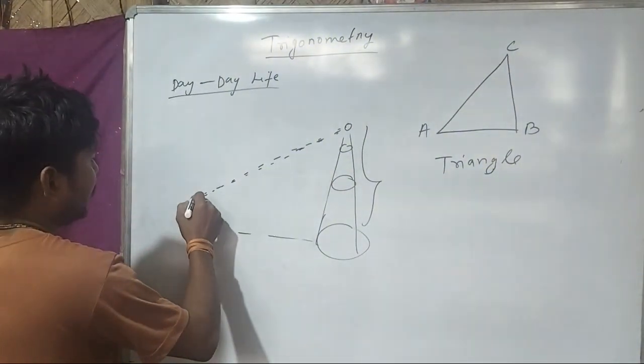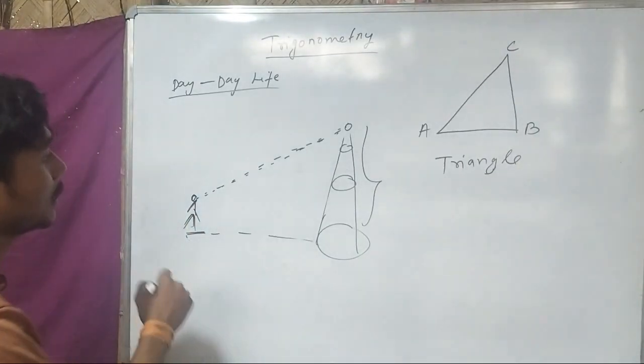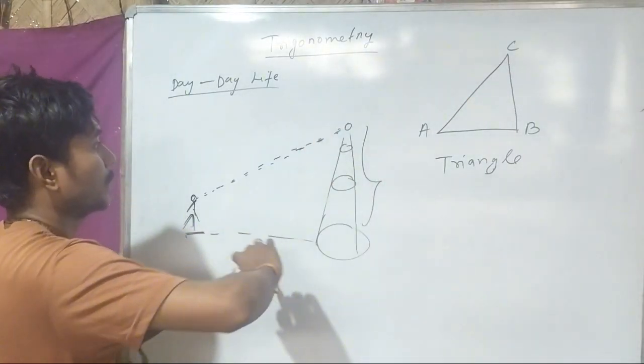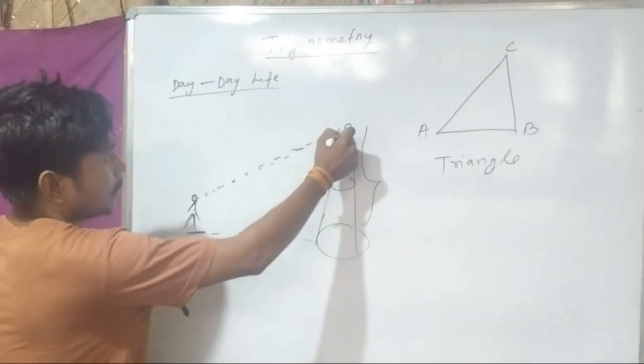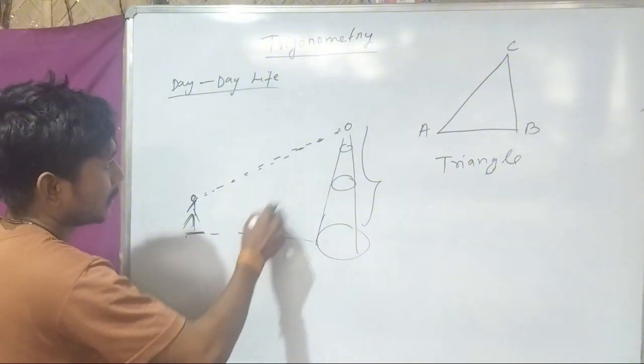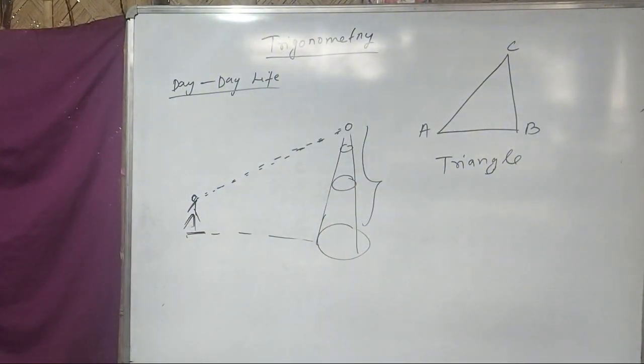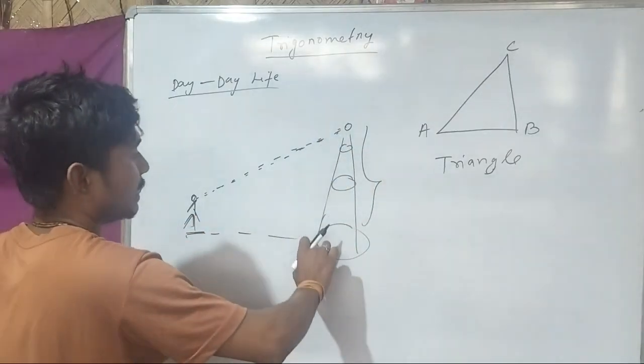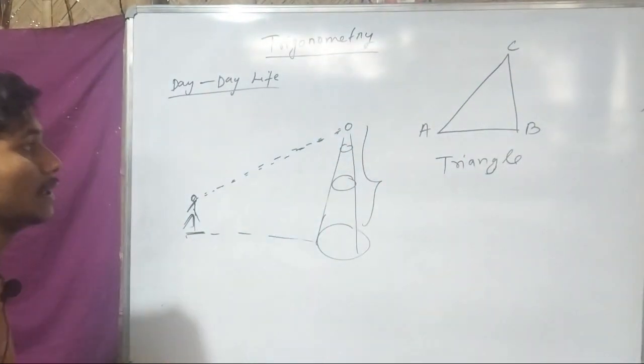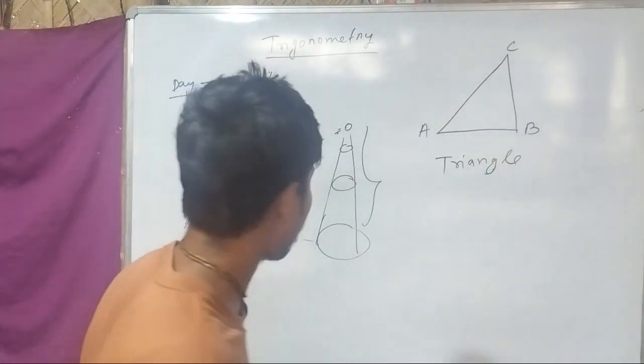So see, if you are at that position, and this is the minar, then if you look to the top of the minar from the ground, it becomes a triangle. Now you can find everything about this minar. You can find the height from the ground, you can find the angle. So this is one application.